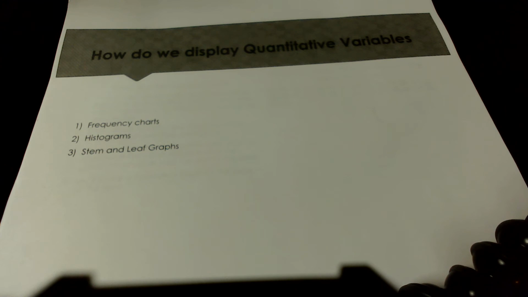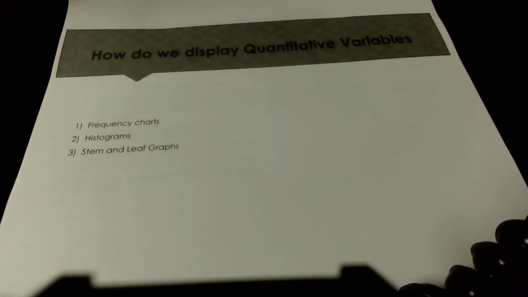So, how do we display quantitative variables? Frequency charts, histograms, stem and leaf graphs. There are also things called dot plots, and there's probably other stuff too. We don't have to go over them again. If you want me to go over things like dot graphs and stuff, I can do another separate video on that at some point, but it's not necessary for the class I'm teaching.